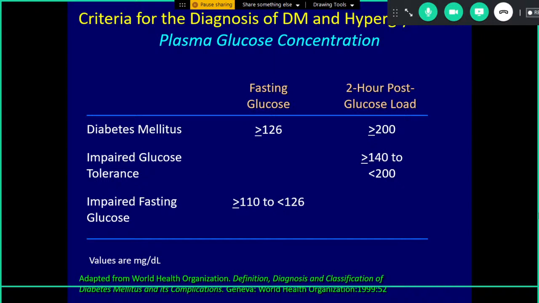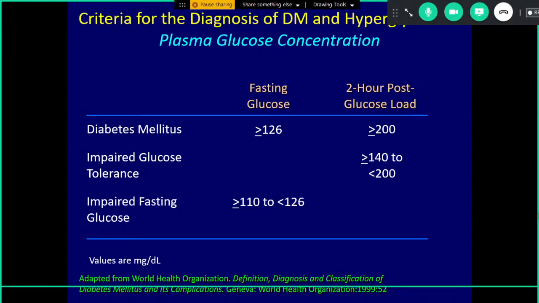So the first thing we need to understand before we treat any disease is how do you diagnose that disease? If you were in the lecture theater, I would have definitely asked you a few questions, but unfortunately that pleasure and privilege is not with me at the moment. But by and large, there are set diagnostic criteria which are based on venous plasma glucose, right?